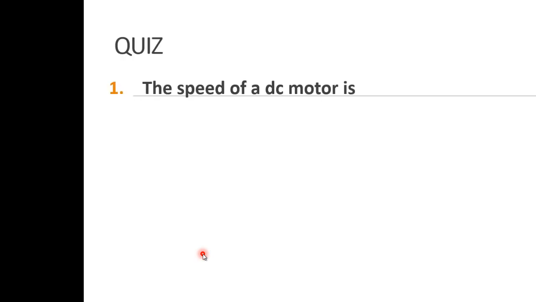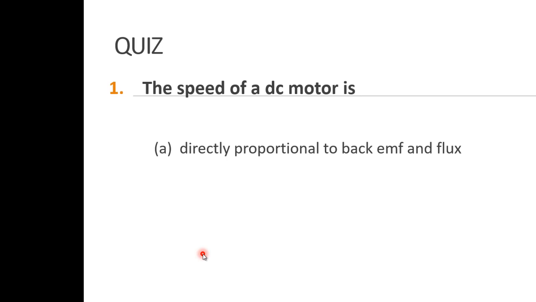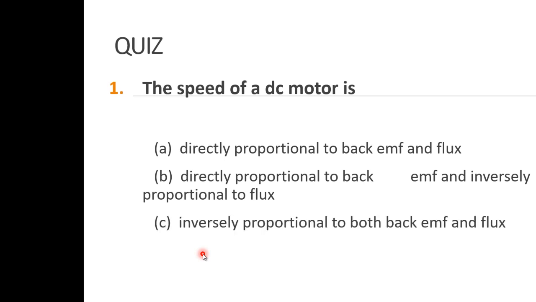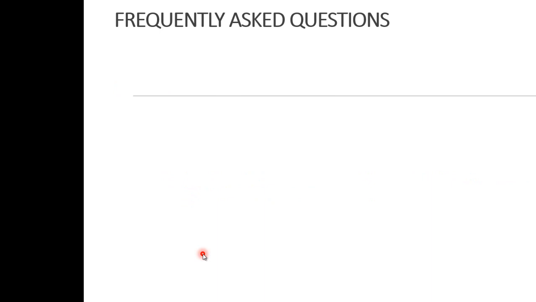Okay, so let us do a simple quiz question. The speed of a DC motor is directly proportional to back EMF and flux, or directly proportional to back EMF and inversely proportional to flux. Yes, it is C. Okay, sorry, it is B. Directly proportional to back EMF and inversely proportional to flux.